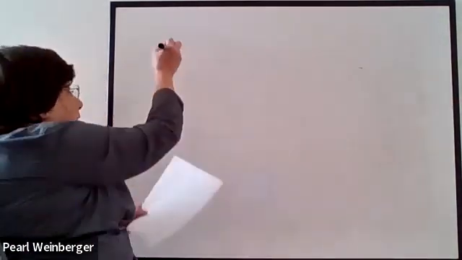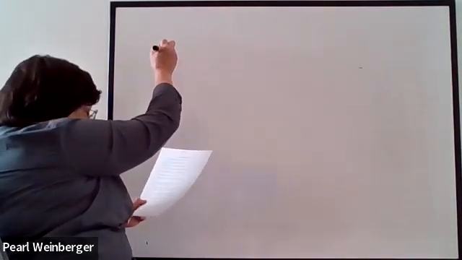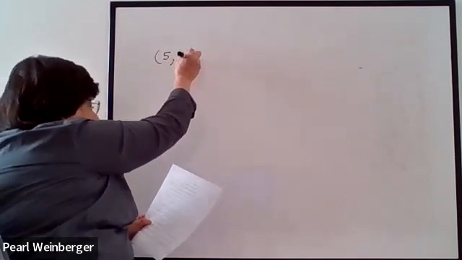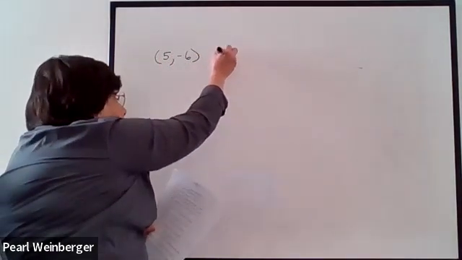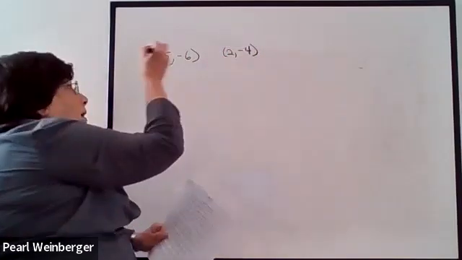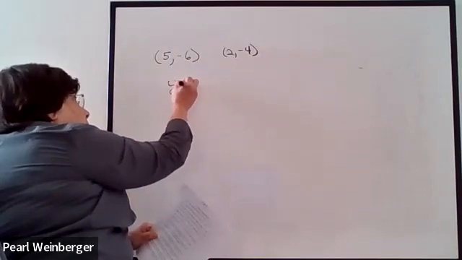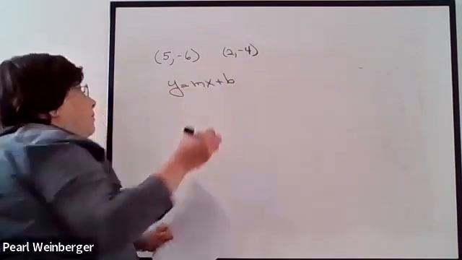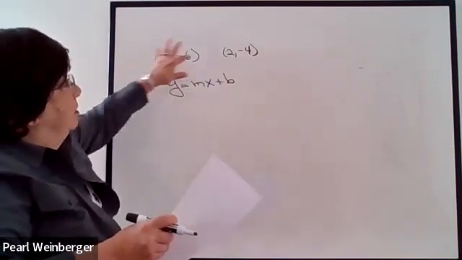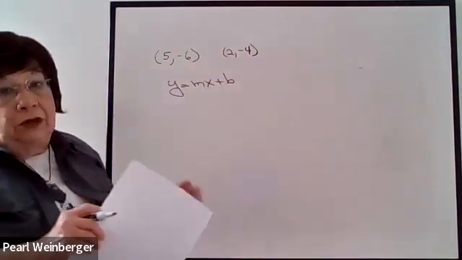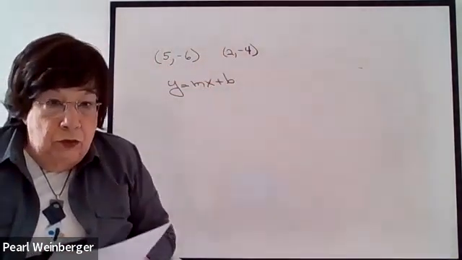For the line with the given characteristics, it passes through the point (5, -6) and (2, -4). And what we want to write is the y equals mx plus b form of the equation for the line that connects these 2 points, that's drawn between these 2 points.